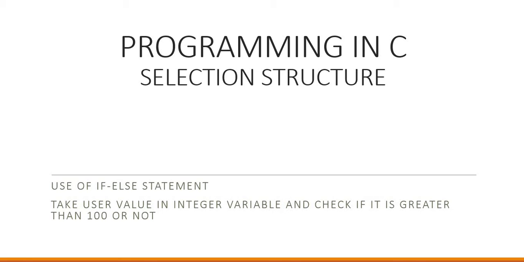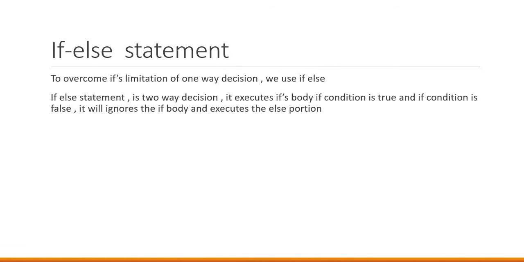Let's start. In this video we are going to learn use of if-else statement in C language. What is if-else statement? If-else statement is two-way decision. It executes if's body if condition is true, and if condition is false, it will ignore the if body and execute the else portion. To overcome if's limitation of one-way decision, we use if-else.